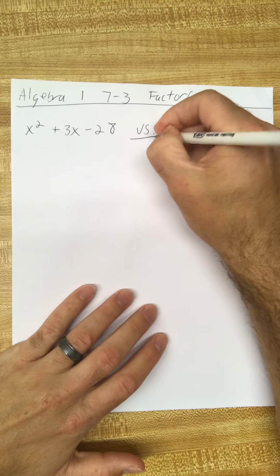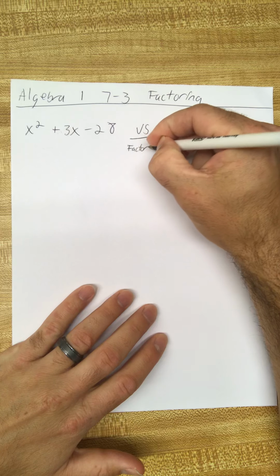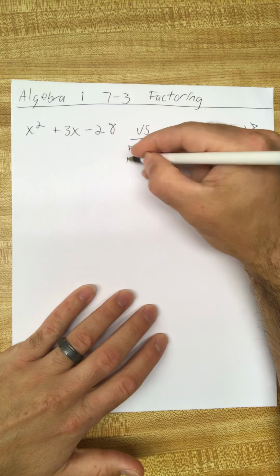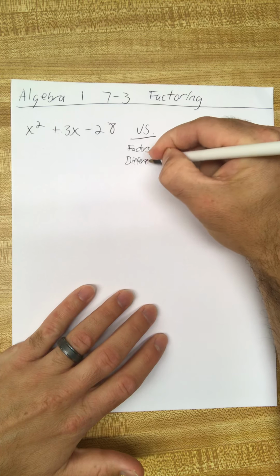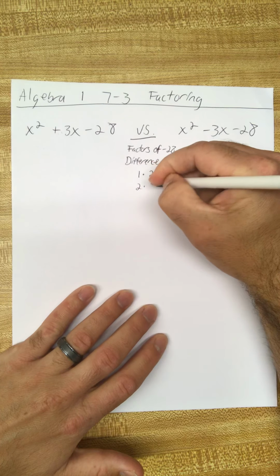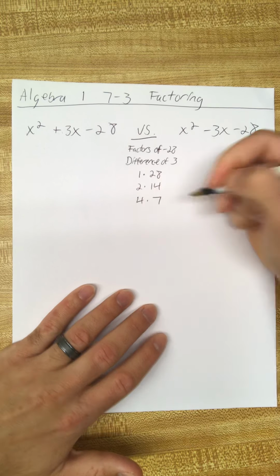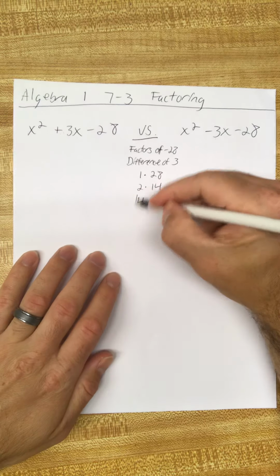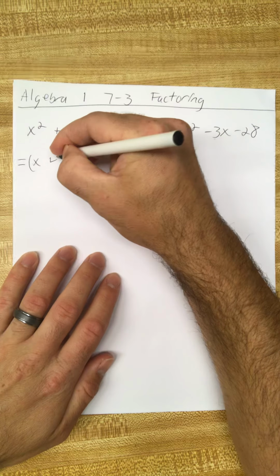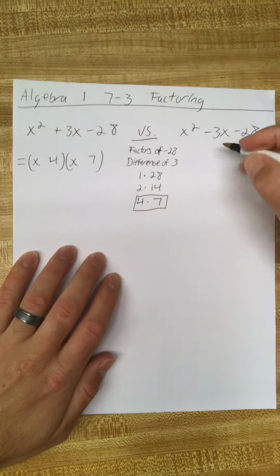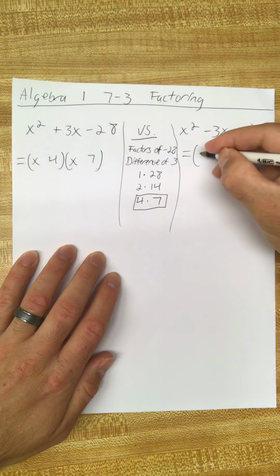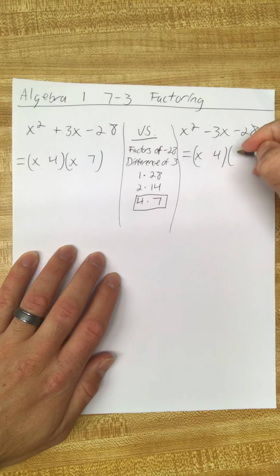So what we're looking for here are factors of negative 28, and we need a difference of 3. So that means subtraction. Your factors of 28 are 1 times 28, 2 times 14, and 4 times 7. You have to pick the ones with a difference of 3, so that's 4 and 7. So for both of these, we're going to factor with x and 4, and then x and 7. I didn't put the signs in yet; that's what I'm going to go over here.